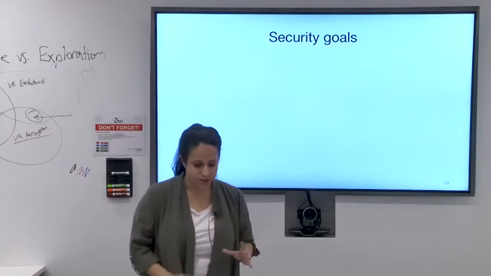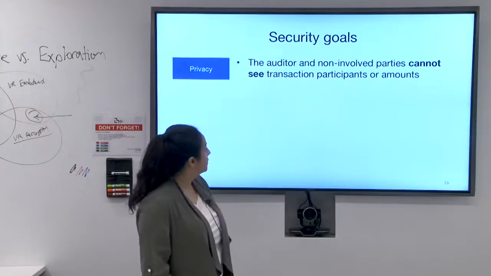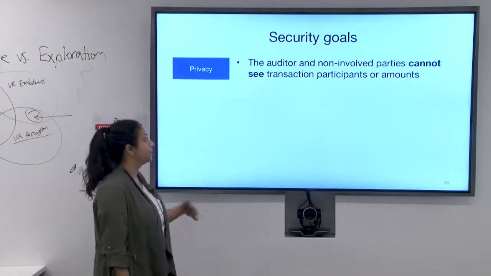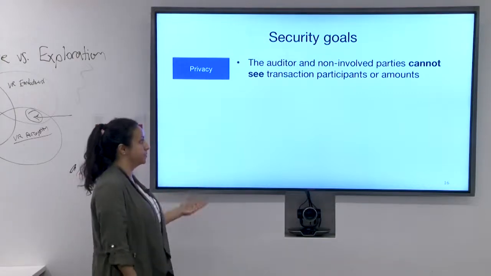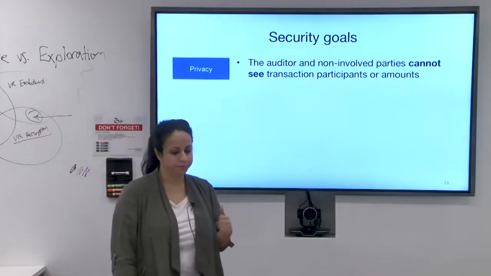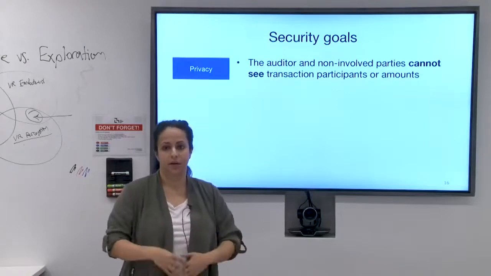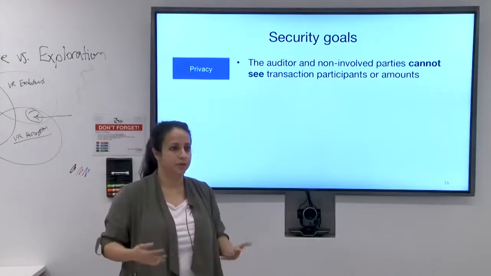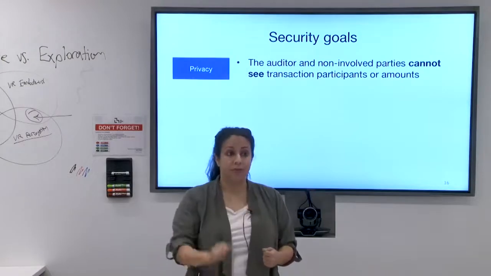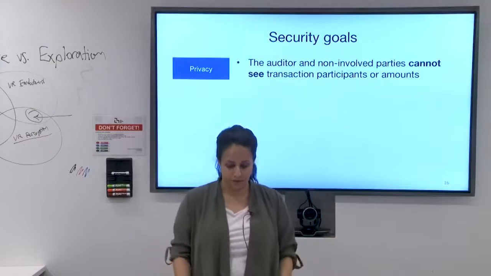So what are we trying to achieve with this system? First of all, we're trying to achieve privacy. We want to make sure that the auditor and non-involved parties cannot see transaction participants or amounts. I don't know if I made this clear before, but it's not just the case that this third-party auditor can't see who's in transactions or what they're transacting. Anyone who's not actually involved in the transaction, receiving or sending assets, also can't see inside of a transaction.